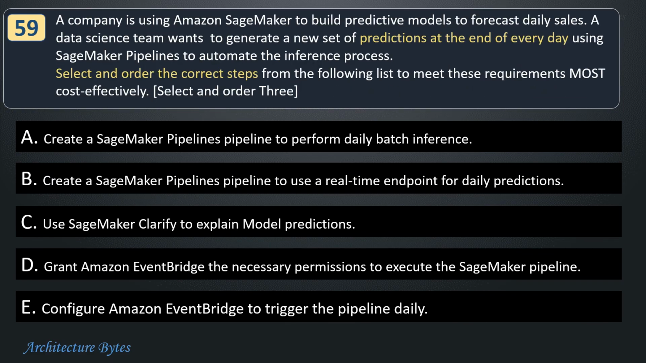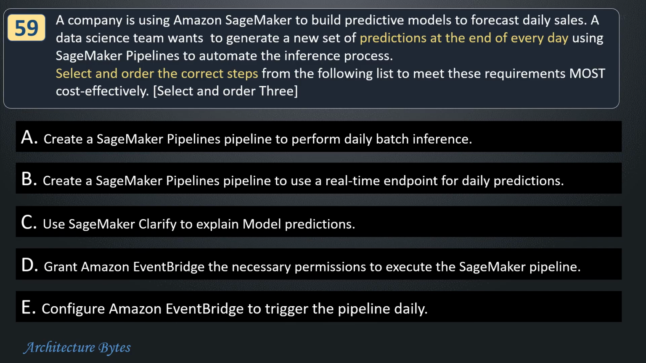A company is using Amazon SageMaker to build predictive models to forecast daily sales. A data science team wants to generate a new set of predictions at the end of every day using SageMaker Pipelines to automate the inference process. Select and order the correct steps from the following list to meet these requirements most cost effectively. Select and order 3 options.